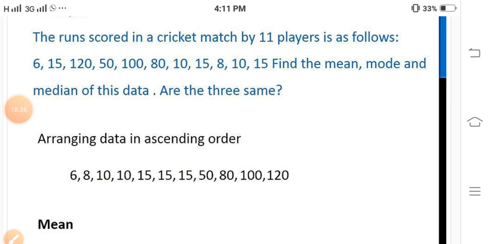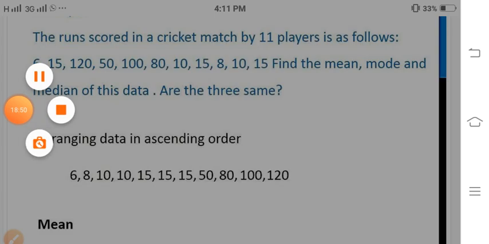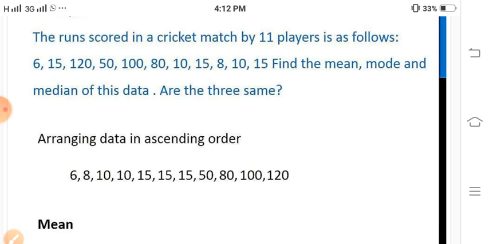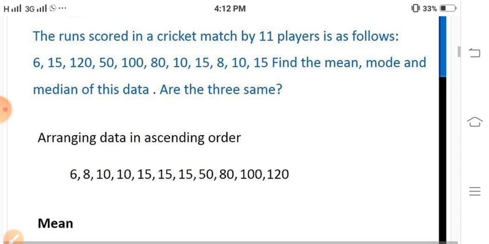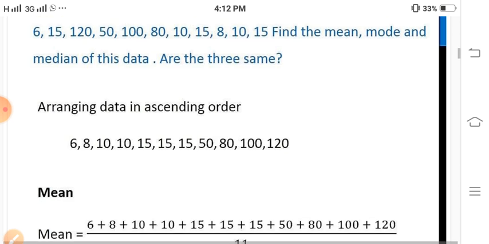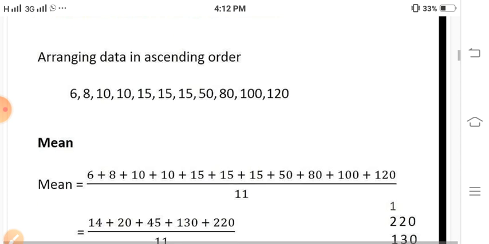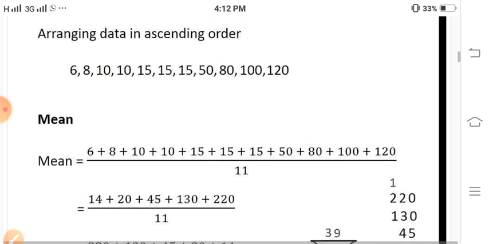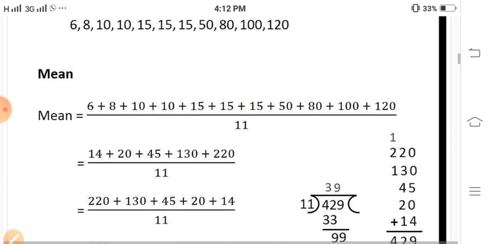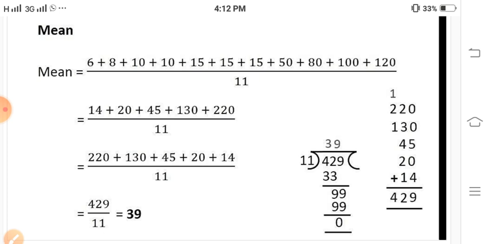Your second question is, students, the runs scored in a cricket match by 11 players is as follows. Students, the scores of 11 players are given. In this you have to find median and mode of this given data and you have to check whether they are same or not. First of all, students, you will arrange the given data in ascending order and you will find its mean. How will you find its mean? By adding all the observations divided by the number of the observations. So on simplifying, we get the mean as 39.